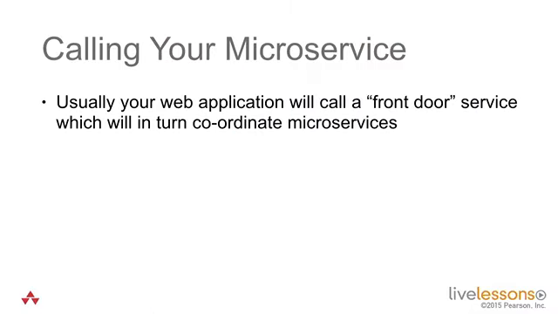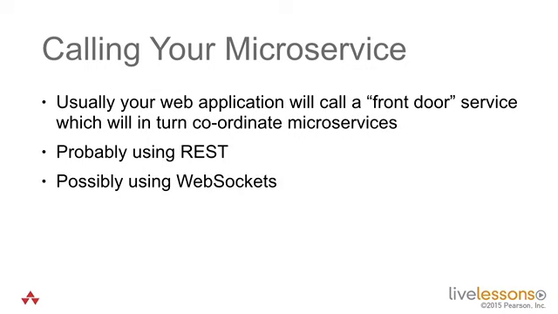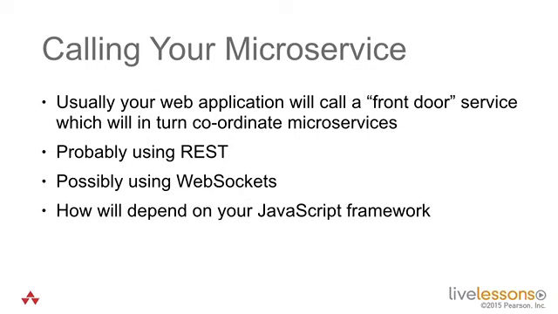Let's talk about how you call your microservice from a rich web application. Normally a web application will call what's known as a front door service, which will in turn coordinate all the microservices that you've got sitting behind it. This is sometimes known as an edge server. You're probably going to use REST to call that service, although sometimes you might want to use WebSockets as well. And how you actually call those services will depend on your JavaScript framework.